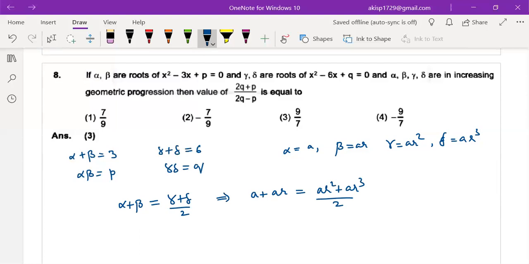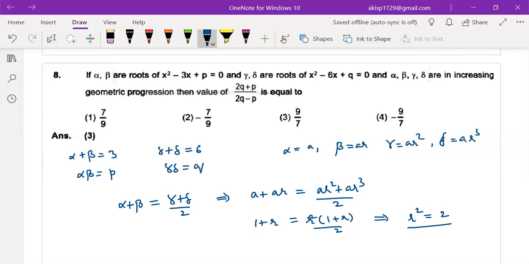So if I cancel out A, I see 1 plus R is equal to, I can again remove R square out from here, 1 plus R by 2. So this is going to imply that R square is nothing but 2, because 1 plus R will cancel out, otherwise R will be equal to minus 1, which is not possible. So R square is 2.